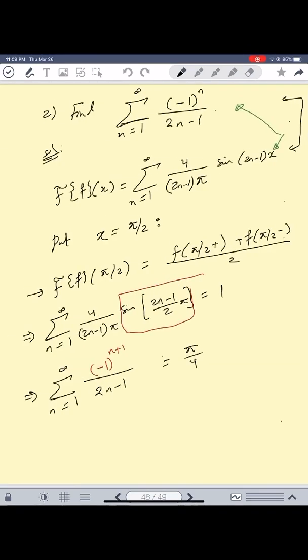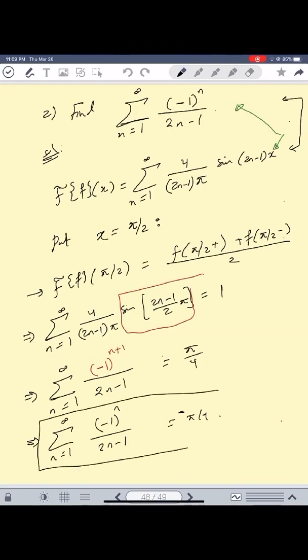Now, this is not what we want. What we want is the sum of negative 1 to the n. So how do we make the negative 1 to the n plus 1 equal to the negative 1 to the n? So this is negative 1 to the n over 2n minus 1 multiplied by negative 1 equals pi over 4, right? Because negative 1 is negative 1 to the 1, and when you multiply, you add the powers, so you get back to n plus 1. You just multiply both sides by negative 1, and the negative goes to the other side. So my conclusion is that this sum is negative pi over 4. Again, we expected this from the beginning.